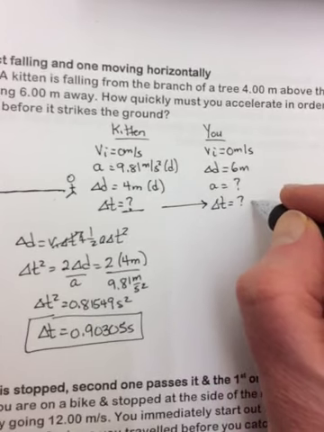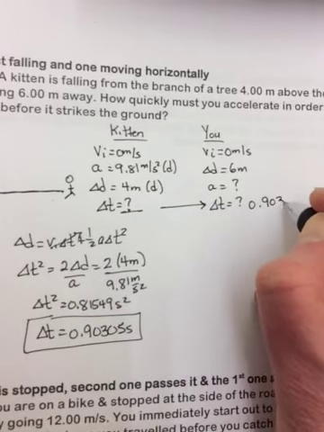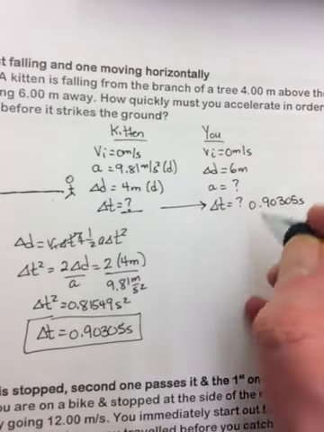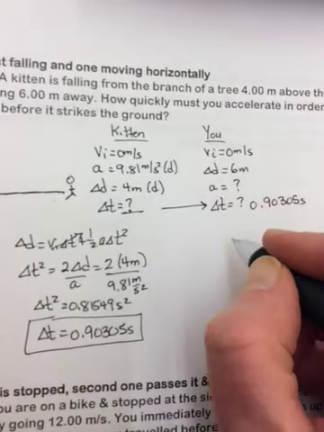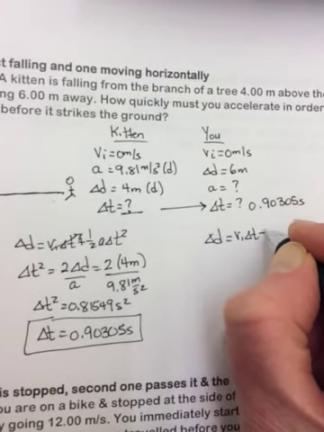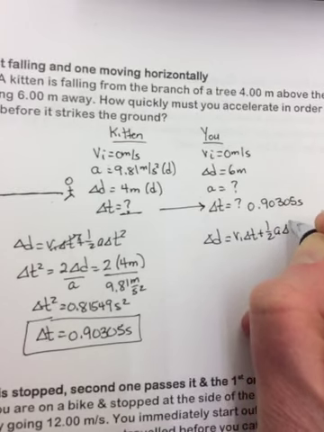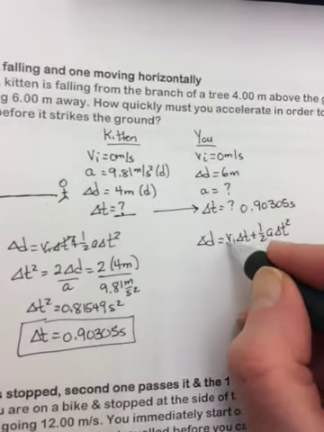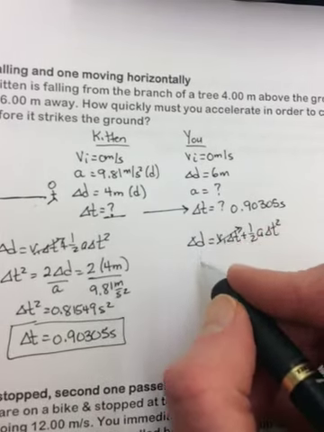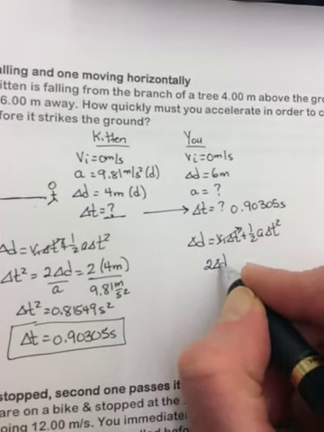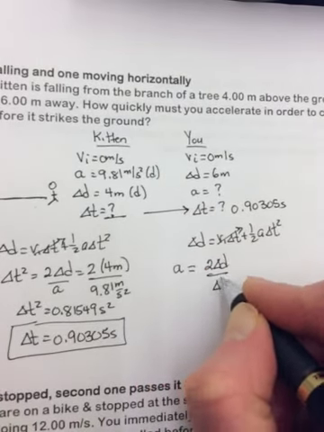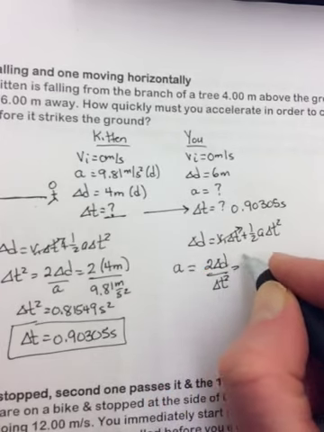So now I have my time. I have my delta D, my VI. I can find my A. What equation do we know? It's the same one. Delta D is equal to VI delta T plus 1/2 A delta T squared. Again, the VI term is 0. This time we're rearranging for A, so we have to get rid of the 1/2, so multiply by 2. And we have to get rid of the T squared, so we're going to divide by the T squared to be left with A.